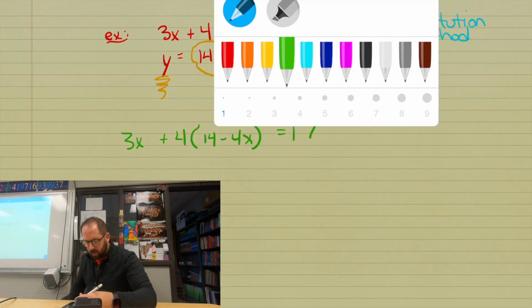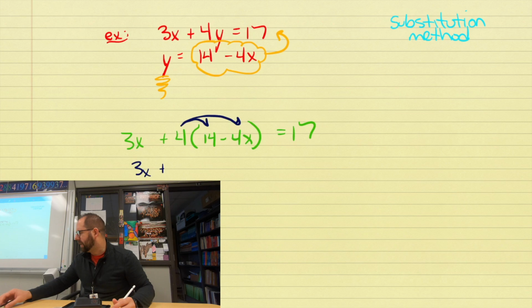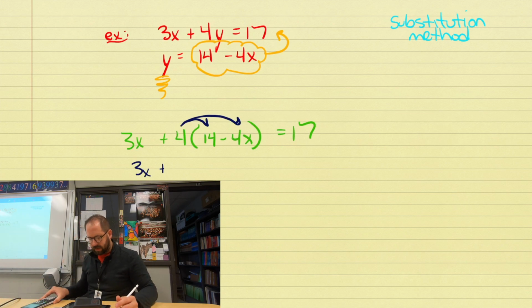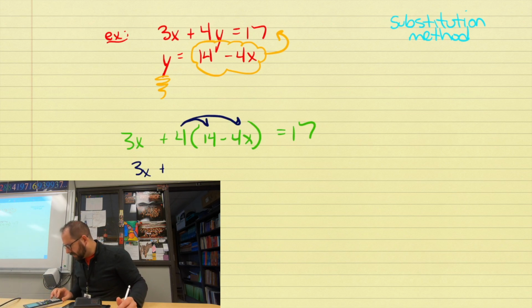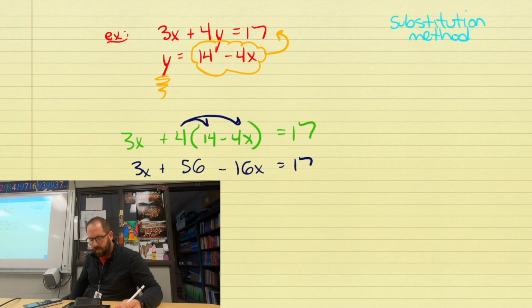We'll multiply the 4 through the parentheses here. So we get 3x plus, now, I don't actually know what 4 times 14 is. I don't have that in my head. Is it 64 or something like that? 14 times 4 is going to be smaller than that. 56, wow. So 14 times 4 is 56, minus 16x is equal to 17. So that's multiplying the 4 through the parentheses, and you have the 17 on the other side.